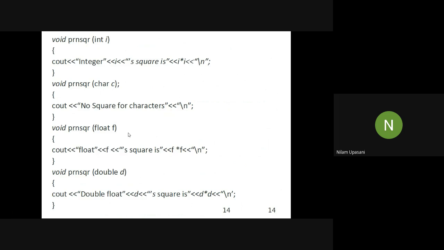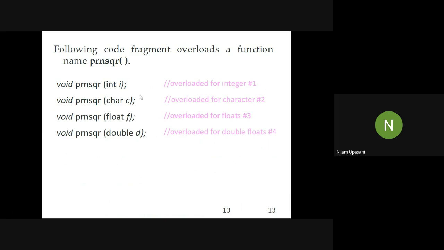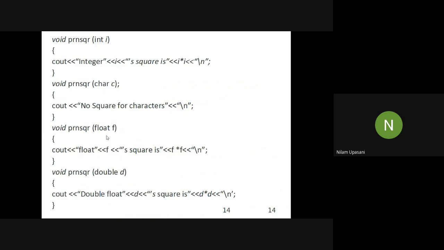Okay. So how to implement all these functions, how to write a code for this? So see, this first one is to print square of an integer number. Okay, print square, this function is print square. So input we are passing as integer value. Okay, so we are displaying that integer I.